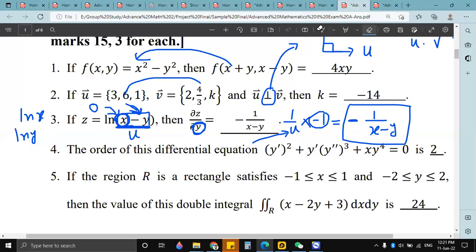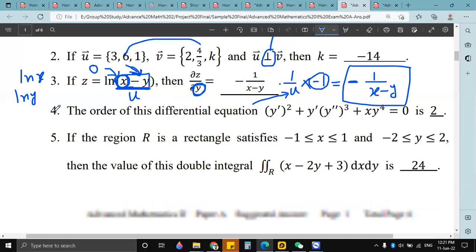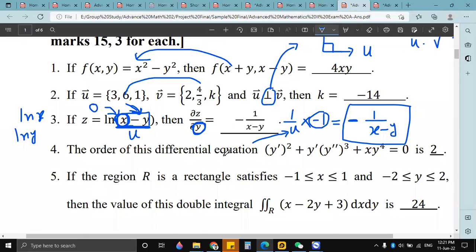Now let's see the next question. This one asks: the order of this differential equation is what? So as you see here, this is the power, and the order is here inside. So we can see that the highest order here is 2. So the order of this differential equation will be only 2. These 3 and these 4 are the powers. They are not the order of this differential equation.